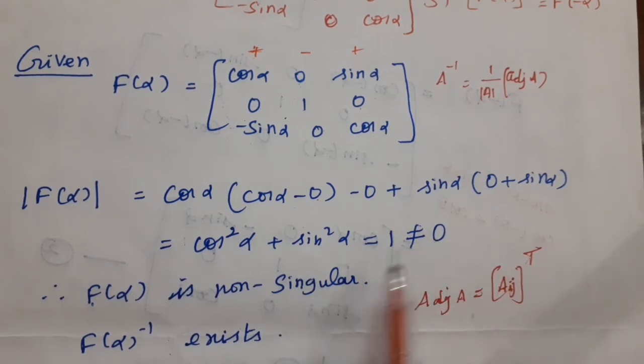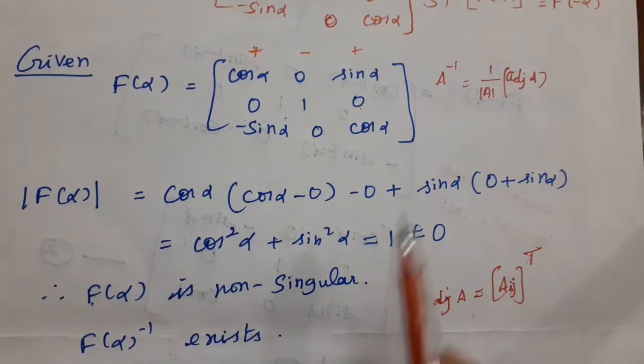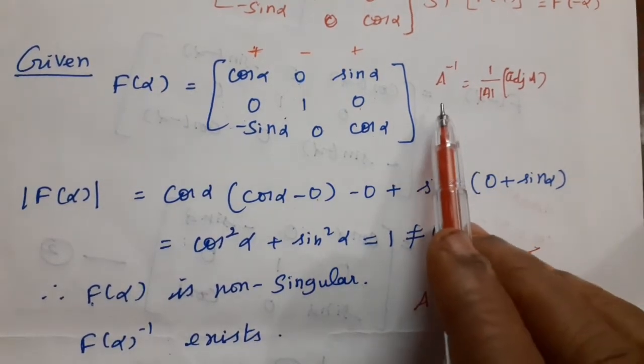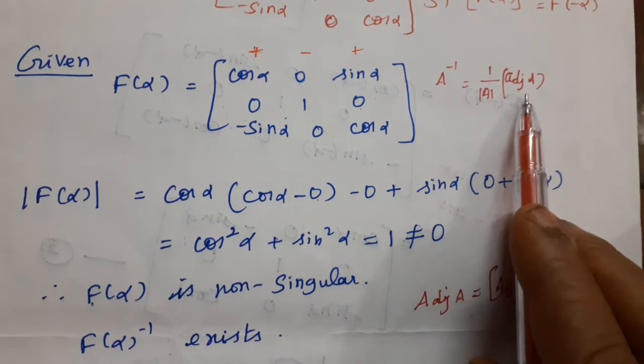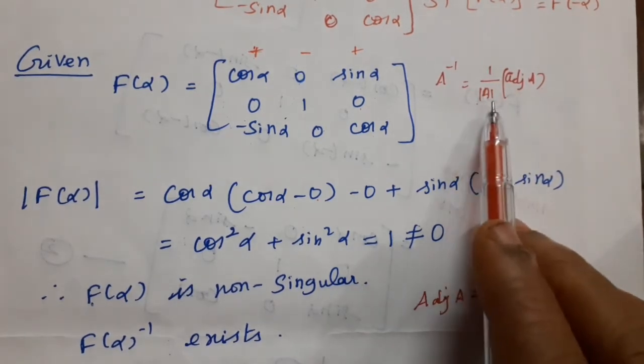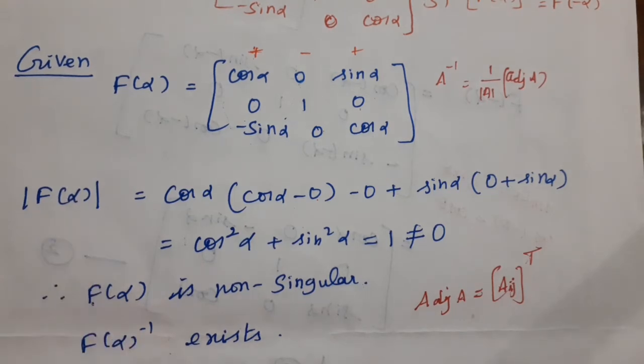The determinant value is not equal to 0. If the determinant value is 0, it is a singular matrix. Since the determinant value is not equal to 0, f of alpha is non-singular. That's all. This inverse formula is very important for you. A inverse equals 1 by determinant of A into adjoint of A. So first find the determinant of A, here the determinant of f of alpha.